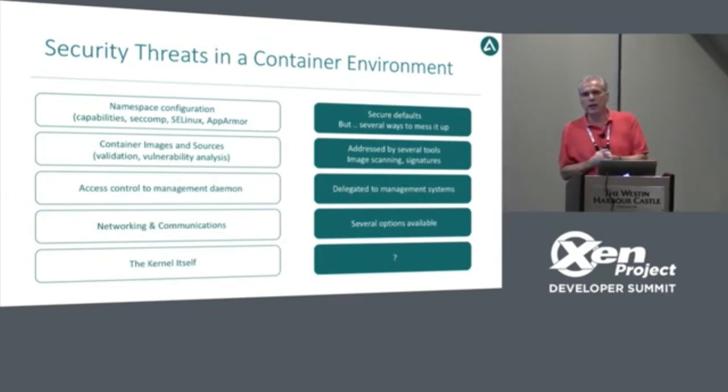There is the security of the container images themselves. People pull images out of Docker Hub or wherever, and there is a whole set of tools to do vulnerability analysis. There is access control and the security of the Docker daemon, or whatever the container management daemon is, and a whole bunch of access control mechanisms there. There is networking and communications, with several options. And then there is the kernel itself. At the end of the day, when we deploy containers, the attack surface of the kernel remains the POSIX interface, the whole system call interface through which somebody can attack the kernel.